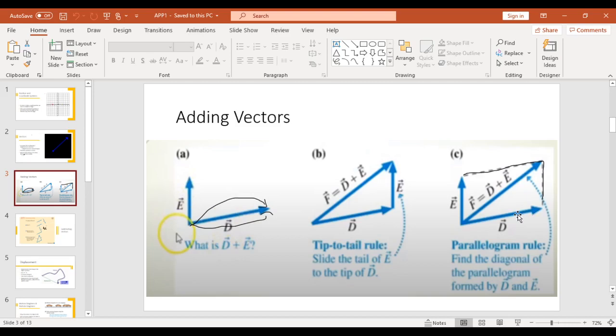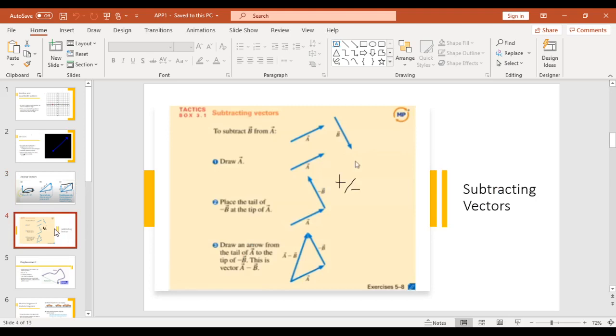Now, a parallelogram, if it's been a while, is basically a four-sided shape with two pairs of sides that are equal and parallel, right? So this vector E is the same magnitude as this imaginary line, and this vector D is the same as this imaginary line right here. Okay? Now, knowing that we can add vectors, subtracting vectors is actually the same concept.